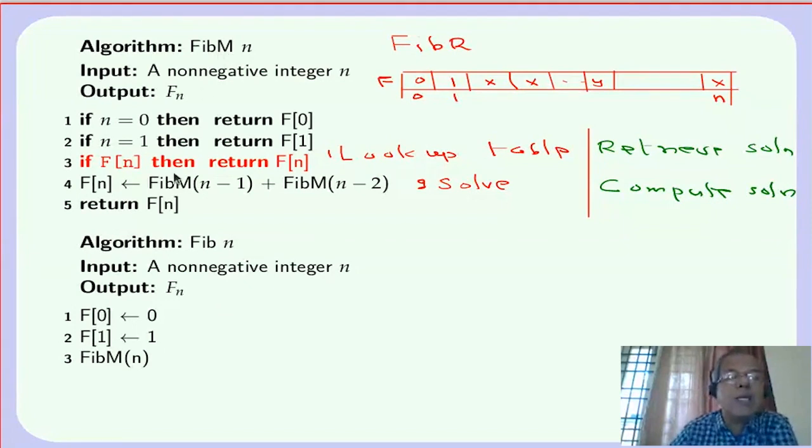And this recursive algorithm needs to be called by a main algorithm which initializes f of 0 to 0, f of 1 to 1, and then we can call fib m of n. This is called memoization.